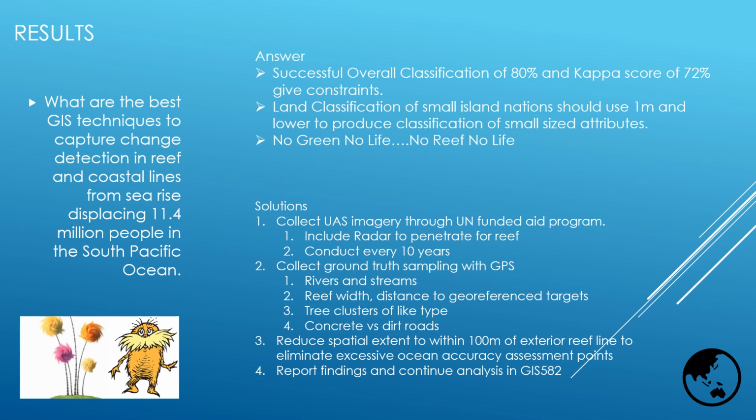What I'll do this summer is collect GPS sampling, river streams, georeference targets of the reefs, tree clusters, those different types of tree clusters, and impervious versus non-impervious surfaces. And I will reduce the overall box extent so that, when doing the accuracy assessments, I can cut out all the ocean areas and continue this work in GIS 582.